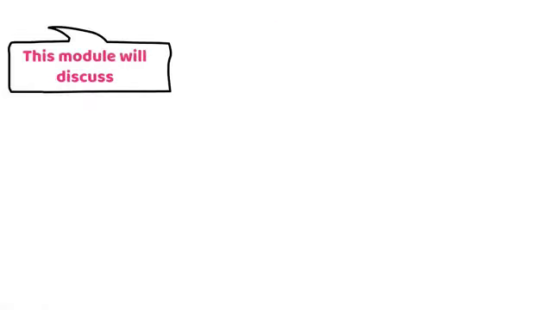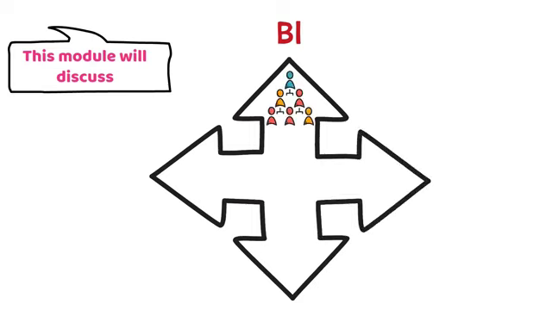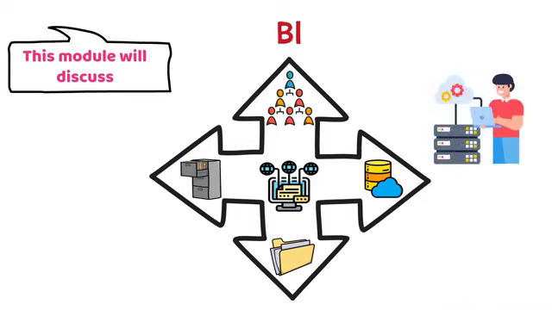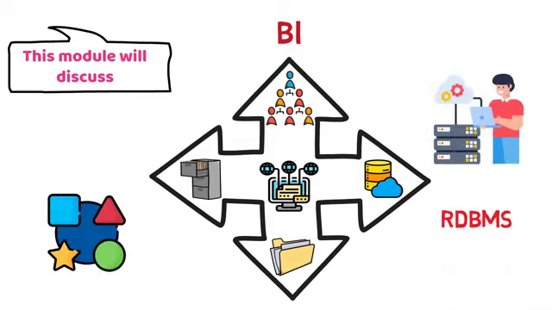This module will discuss BI and its components, including the data hierarchy, databases, files, records, and attributes. It will also cover relational database management systems and their capabilities.